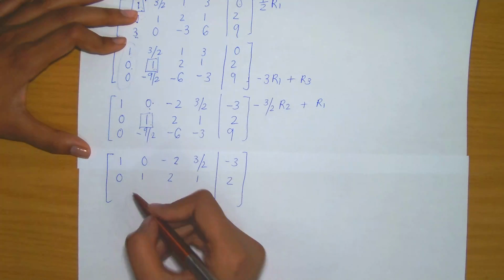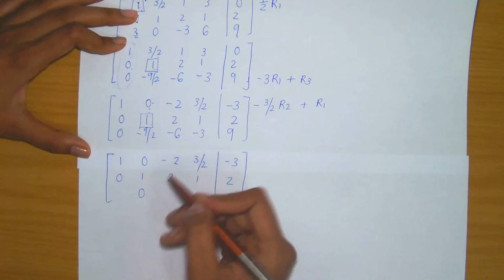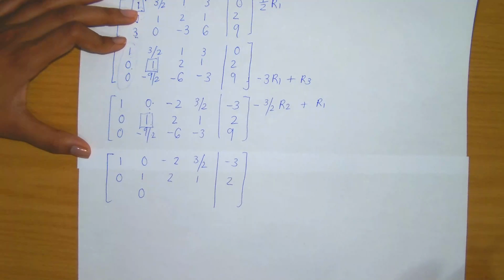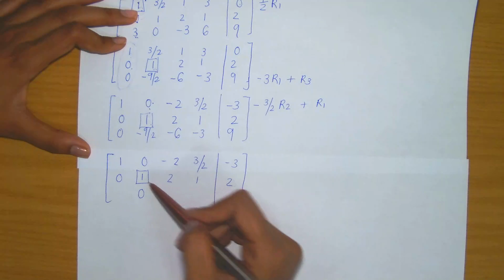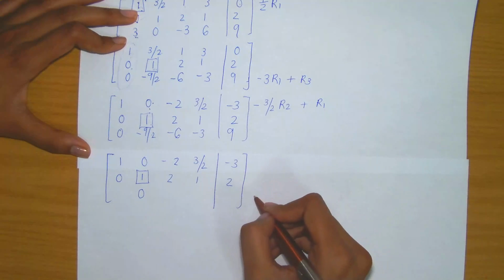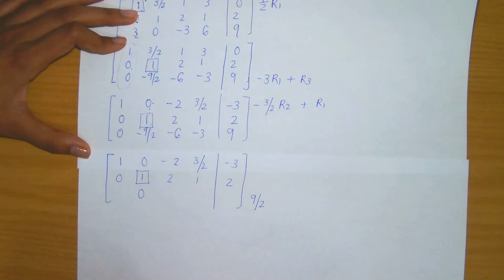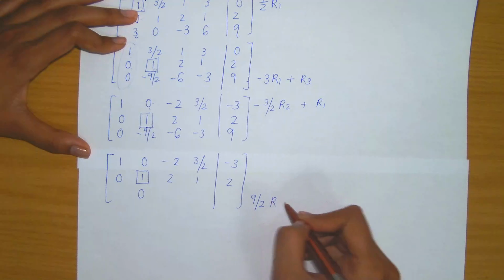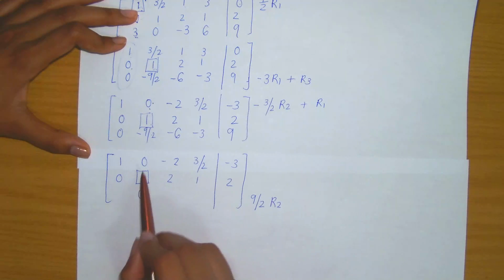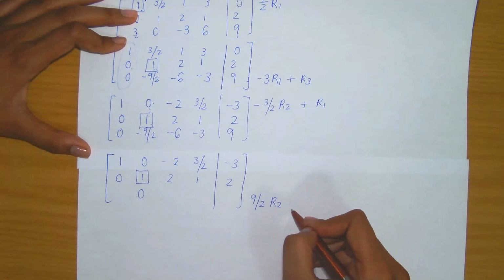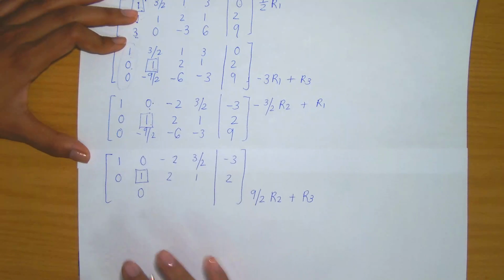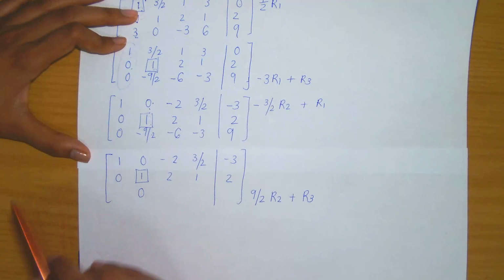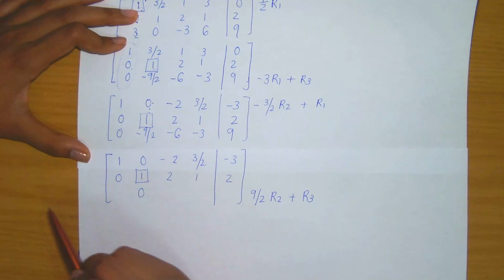And now we're going to make a change because we now need a 0 in place of negative 9 over 2. Remember, we are always going to take a multiple of the row containing the pivot. So since this is negative 9 over 2, it means that I need a multiple of positive 9 over 2 being multiplied to the row containing the pivot, which is row 2, and I'm now adding it to row 3, which is the row that we are in. Right, so take 9 over 2, multiply it to row 2, and add it to row 3.